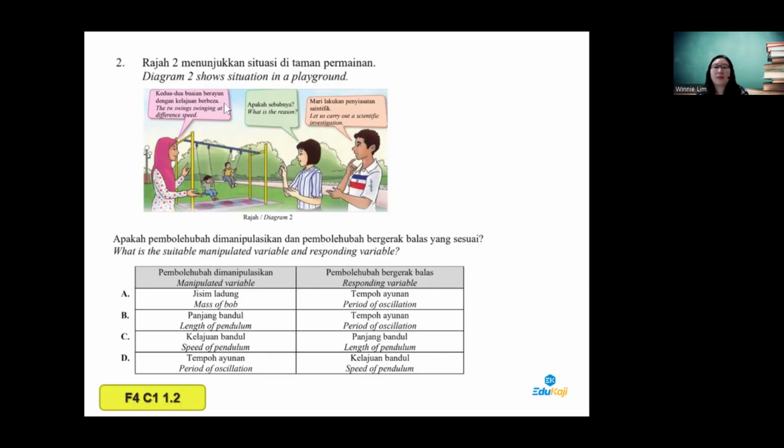If you are observant, why are they swinging at different speeds? Because of the length of the swing. This one is shorter, this one is longer. So the manipulated variable will be the length. What you are going to investigate is the period of oscillation, which represents the responding variable. So the answer will be B.